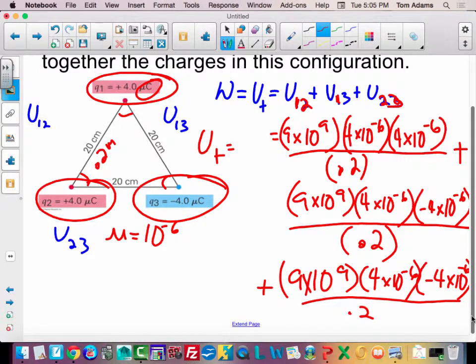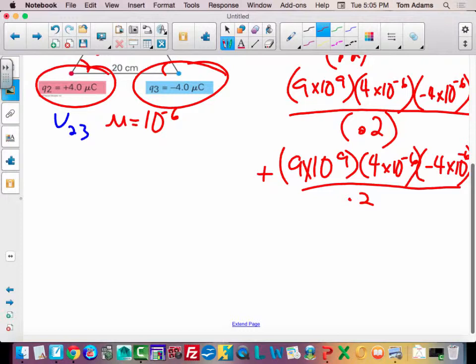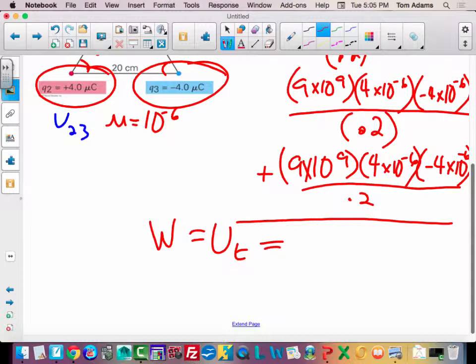Okay, so let me just double check my notes and make sure I didn't forget anything. Yep. So now if you add all this up together, you get that the work is equal to negative 0.72 joules. Okay.